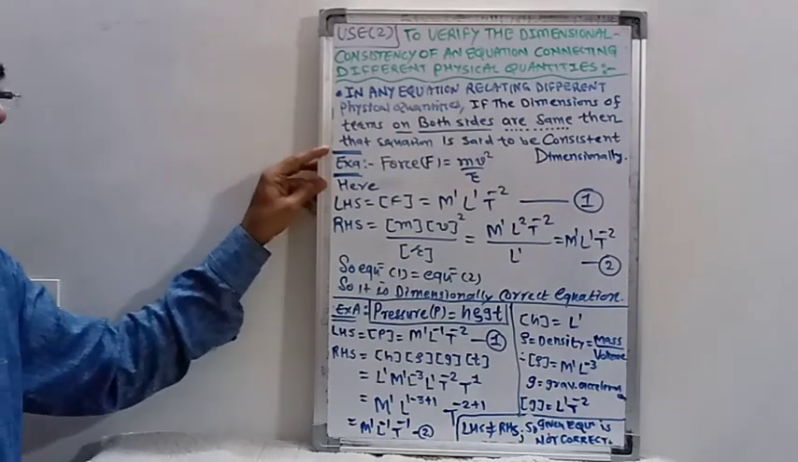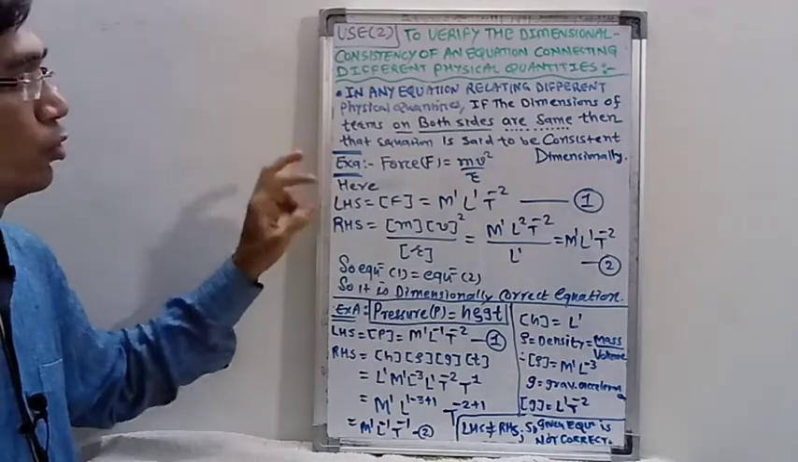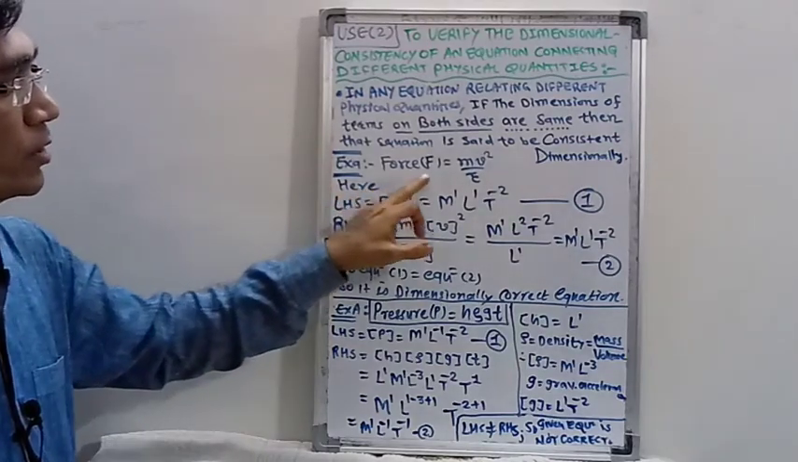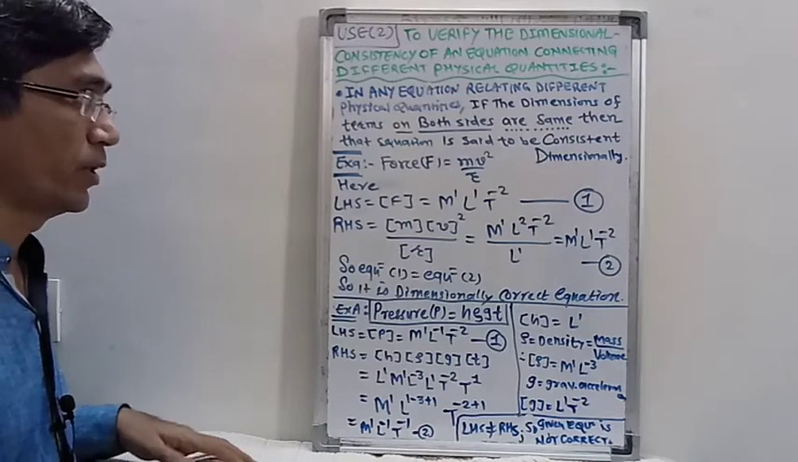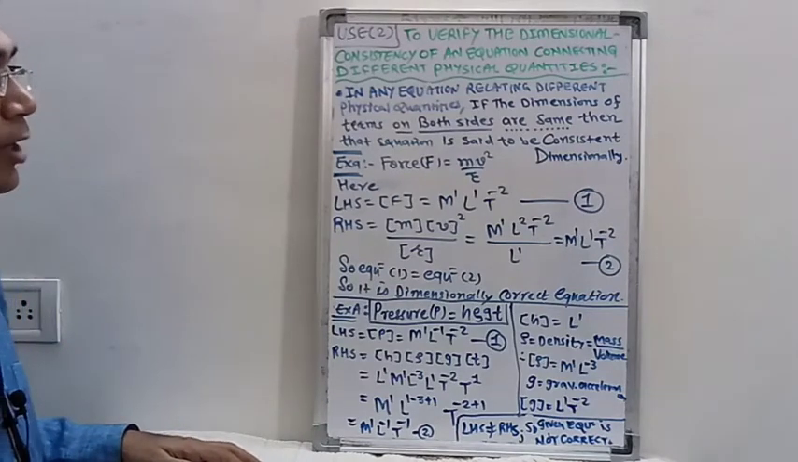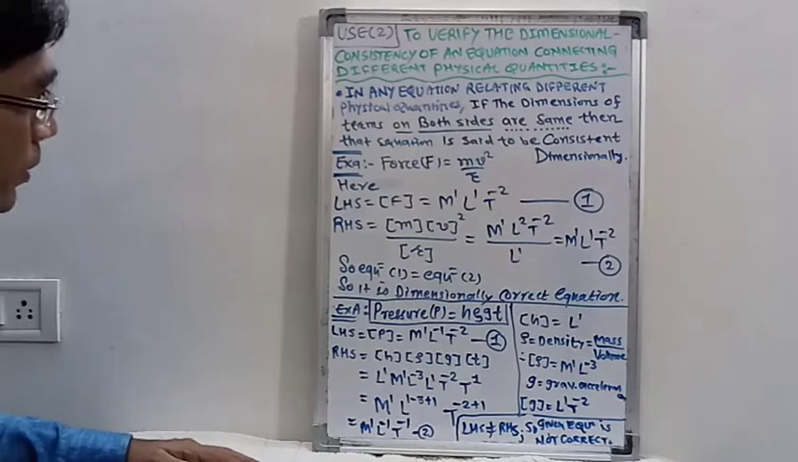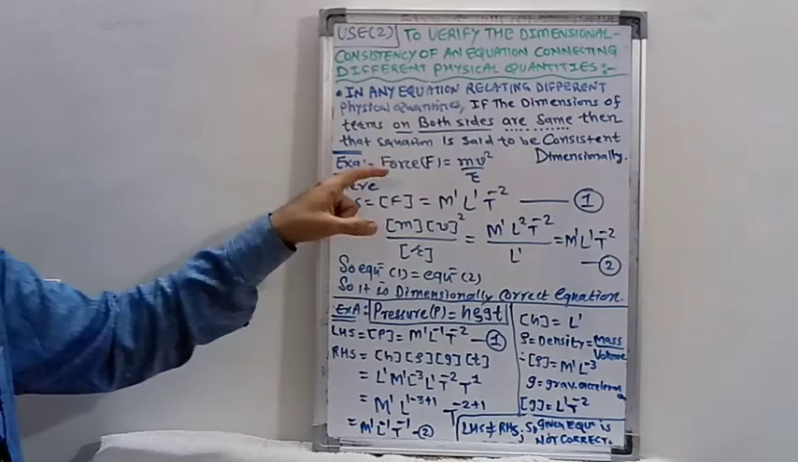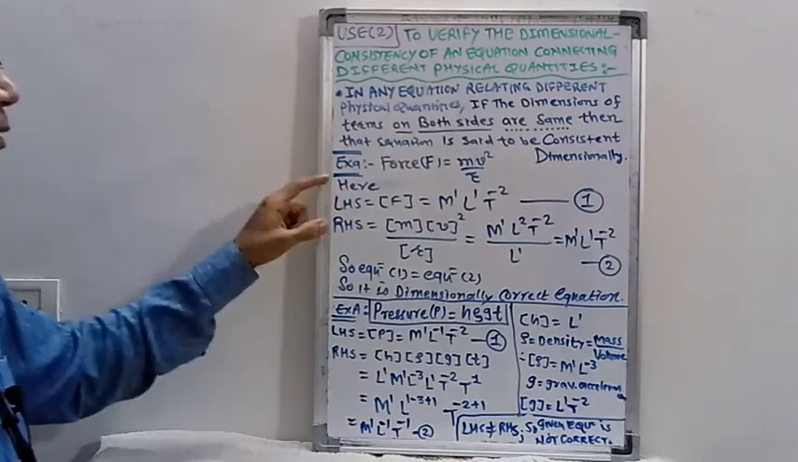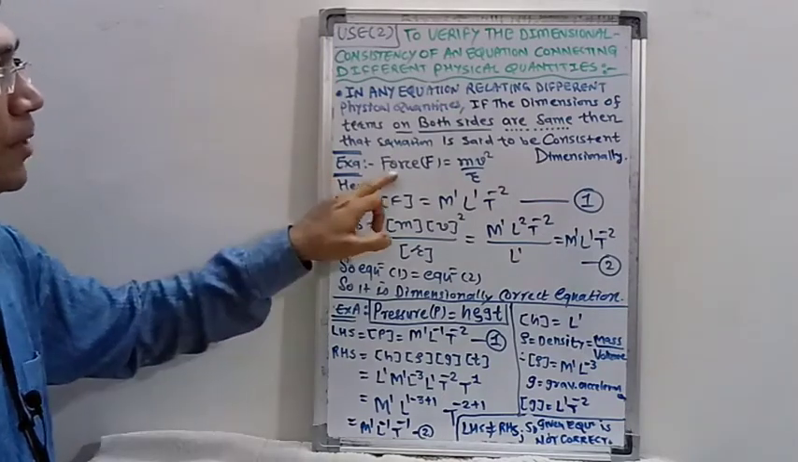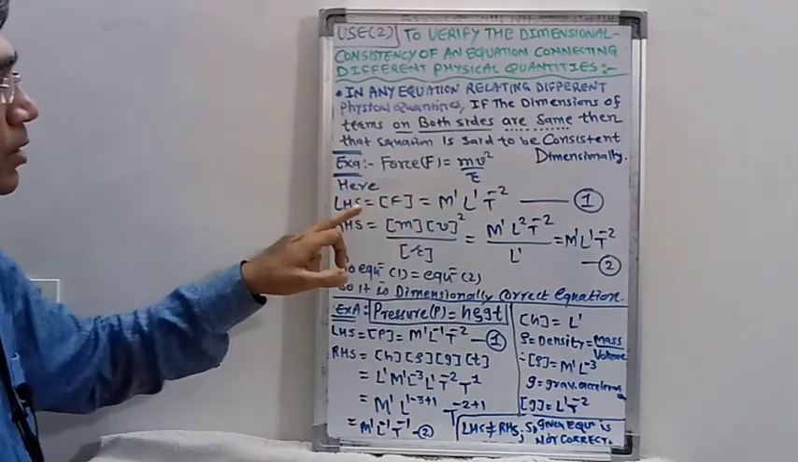Let us take one example. The equation given for the force is F equal to mv square upon r, where m is mass, v is velocity, r is the radius of the circular path. The force acts on the particle which is moving circularly. So here force is the left hand side of the equation.